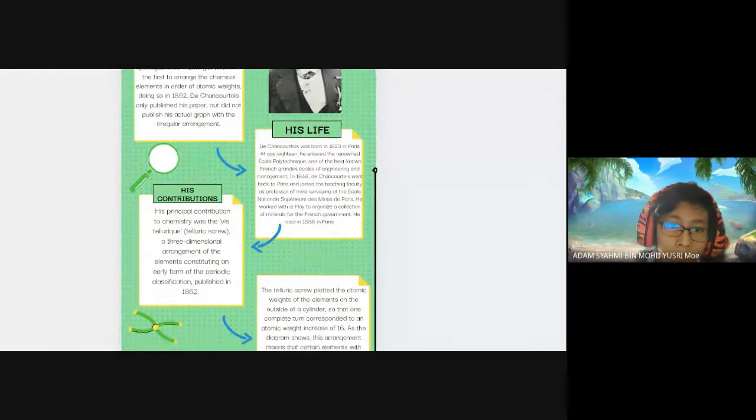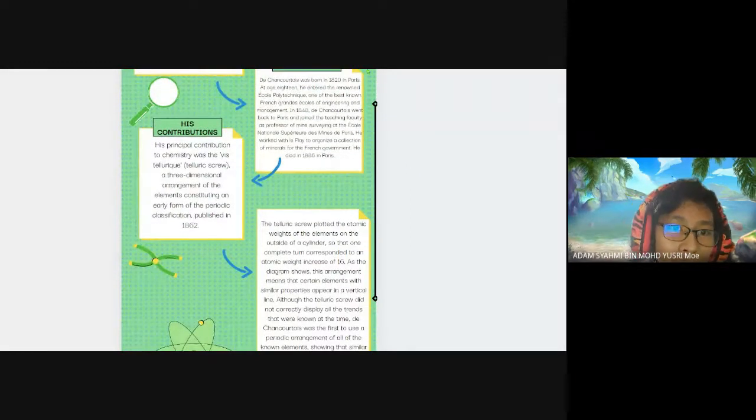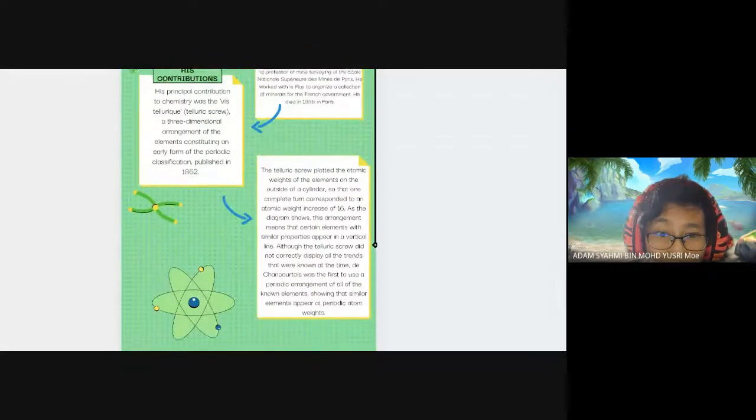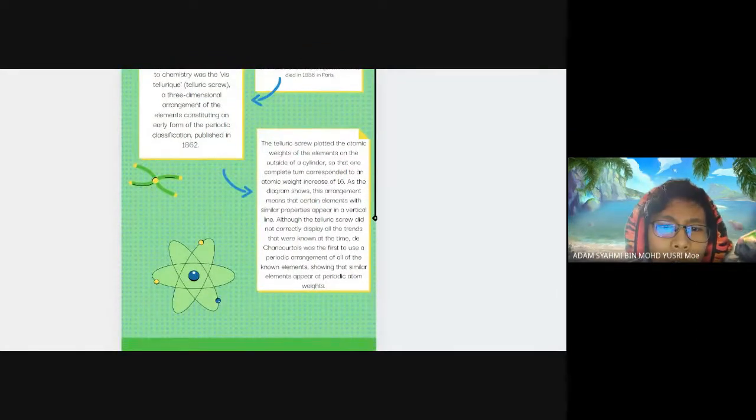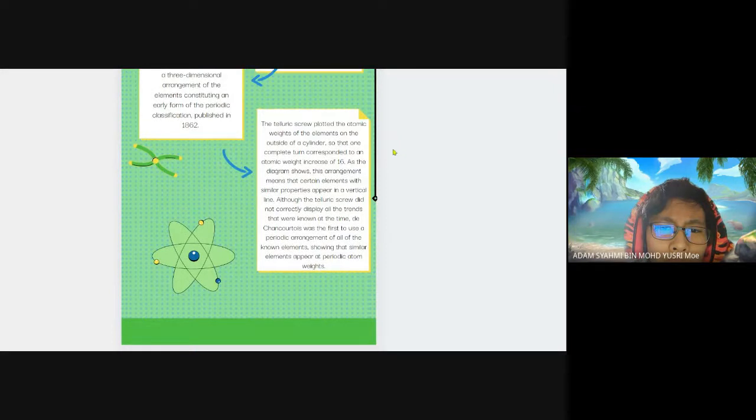Rest in peace. His principal contribution to chemistry was the telluric screw, a three-dimensional arrangement of the elements constituting an early form of the periodic classification, published in 1862. The telluric screw plotted the atomic weights of the elements on the outside of a cylinder, so that one complete turn corresponded to an atomic weight increase of 16. As the diagram shows, the arrangement means that certain elements with similar properties appear in a vertical line.